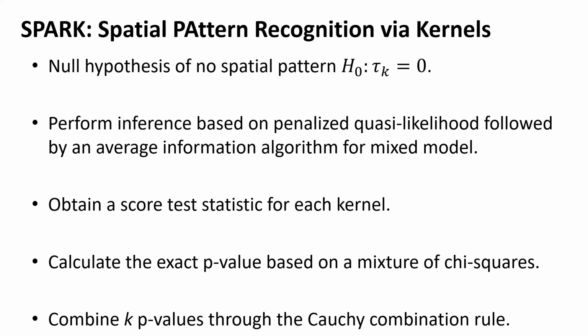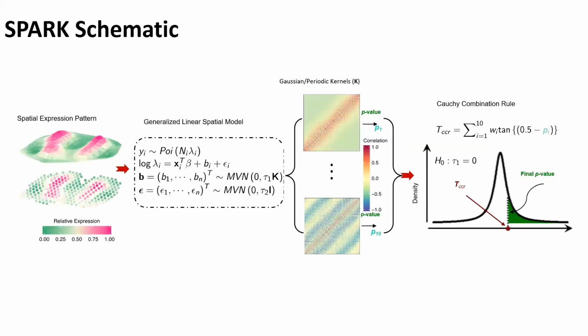And after that, because you have 10 kernels, you get 10 different p-values. You're going to combine all the 10 different p-values through this Cauchy combination rule. So the Cauchy combination rule works pretty well, even though all the p-values are highly correlated with each other. So that way, at the end of the day, we are going to get one p-value for every gene, and that p-value is very well calibrated under the null distribution. So that's the main idea.